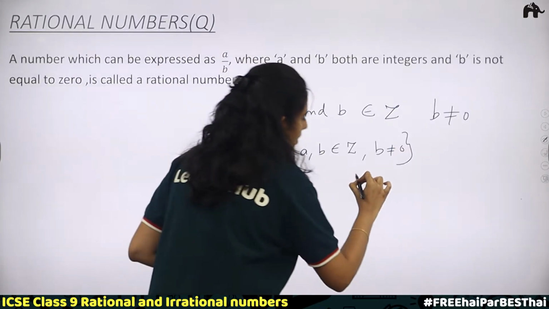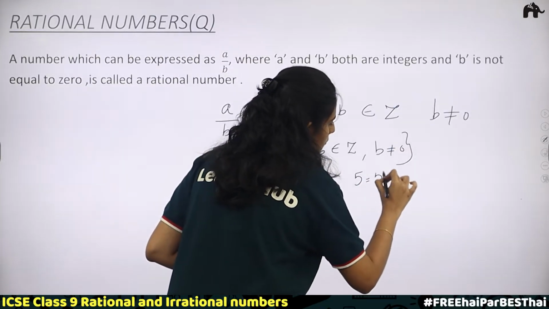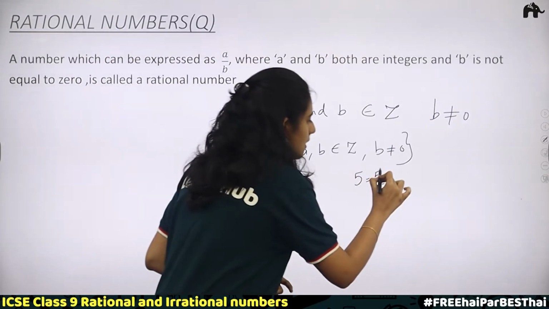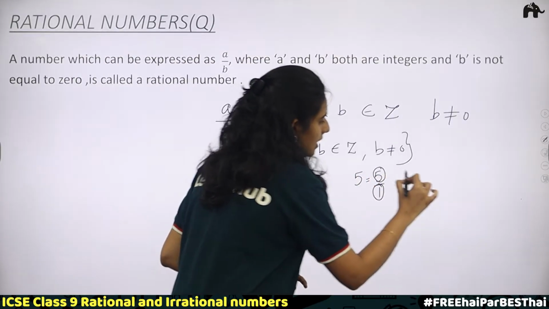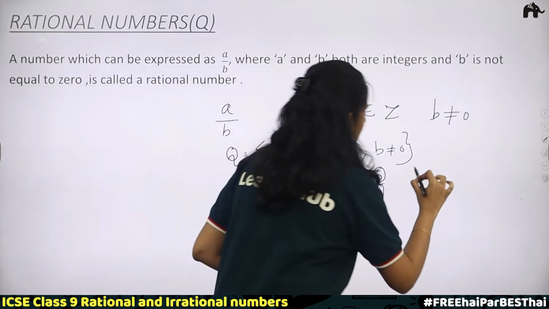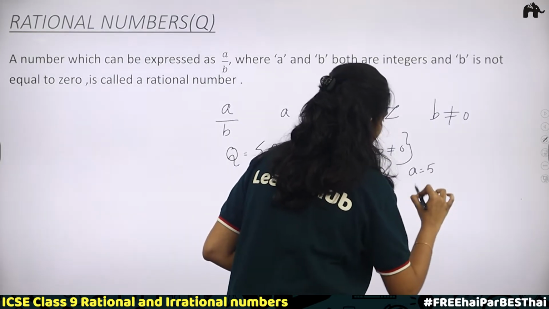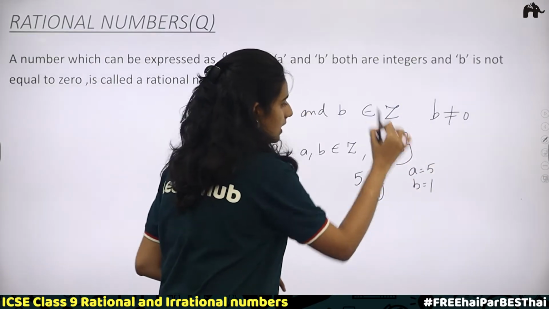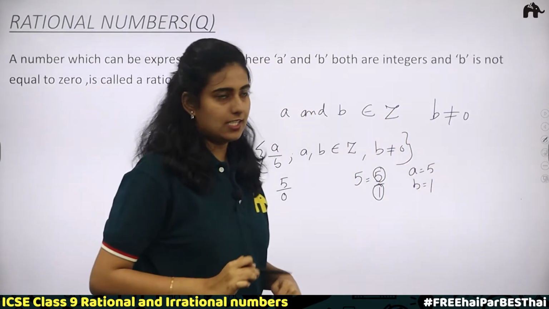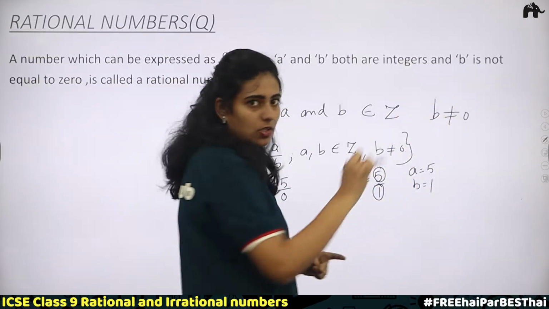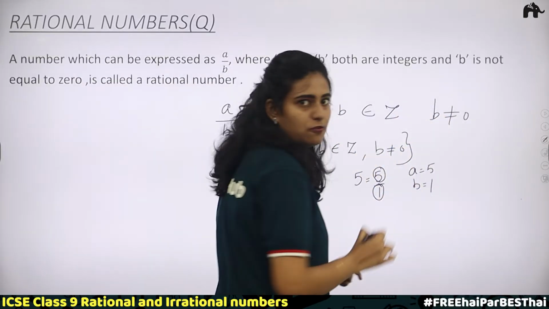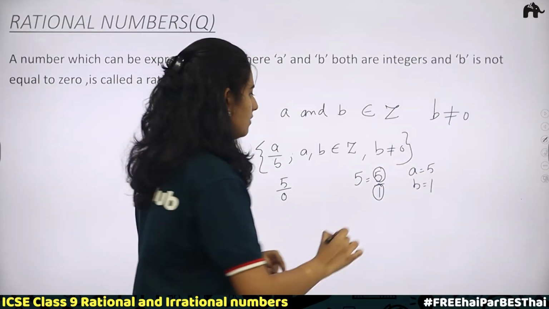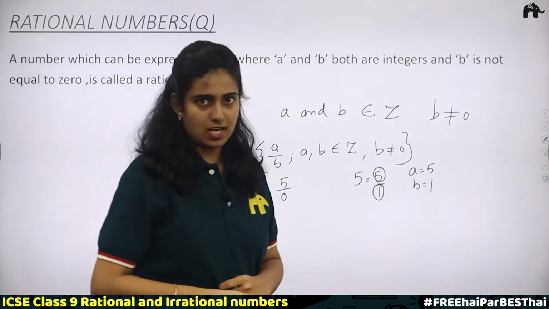So what is 5 actually? 5 can be written in the form 5 by 1. Is it a rational number? Yes. Why? Because 5 and 1 are taking the position of A and B. Here A is equal to 5 and B is equal to 1. Both of these, 5 is an integer, 1 is also an integer. And the second condition, B not equal to 0. What is B? B is equal to 1 and it is not equal to 0. So both these conditions are satisfied. Therefore, 5 is a rational number.